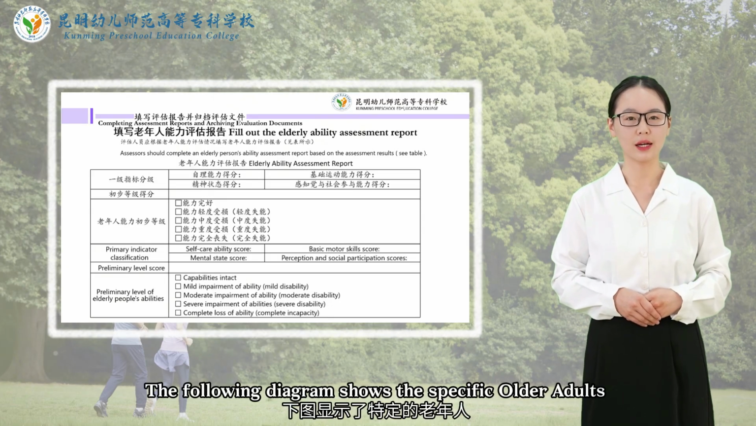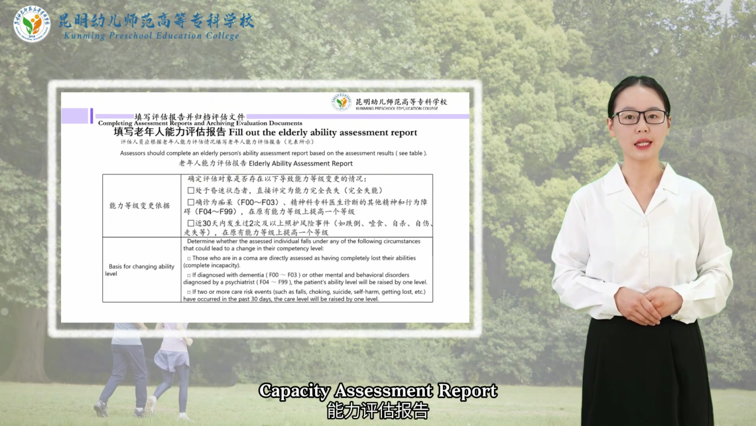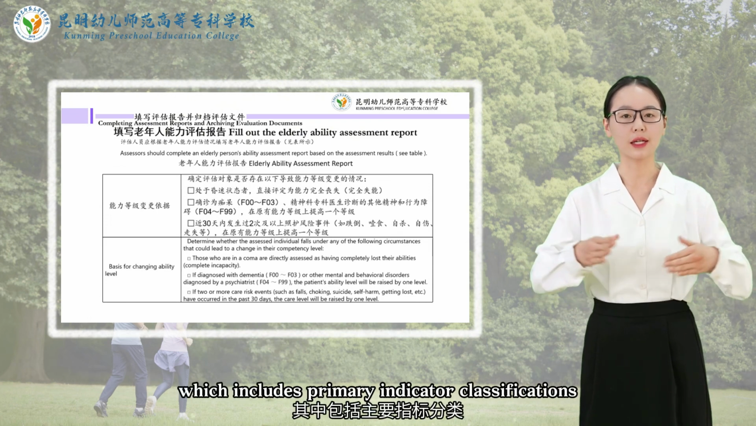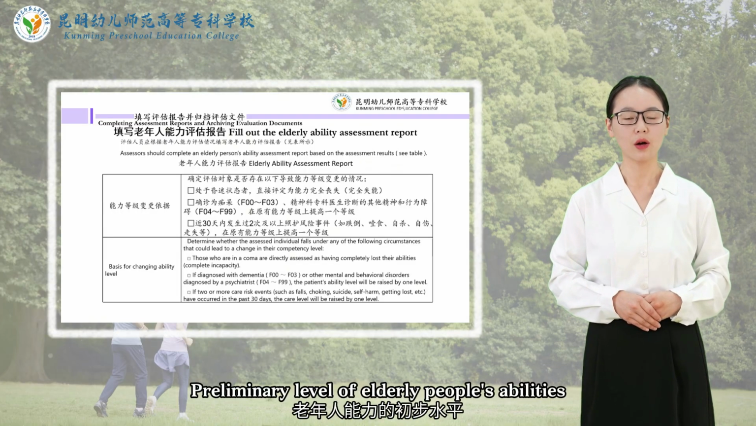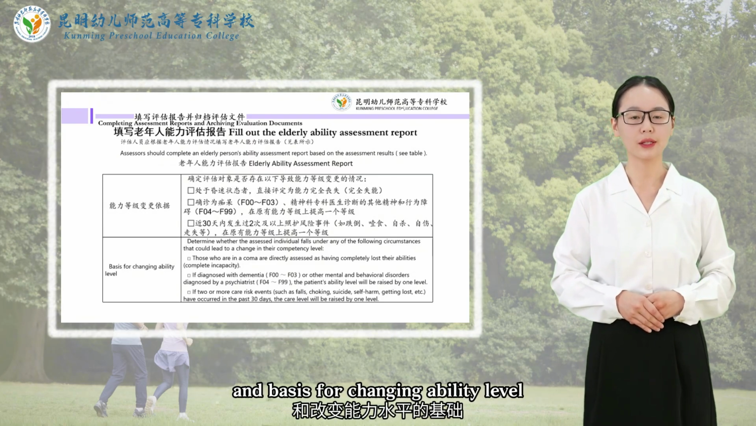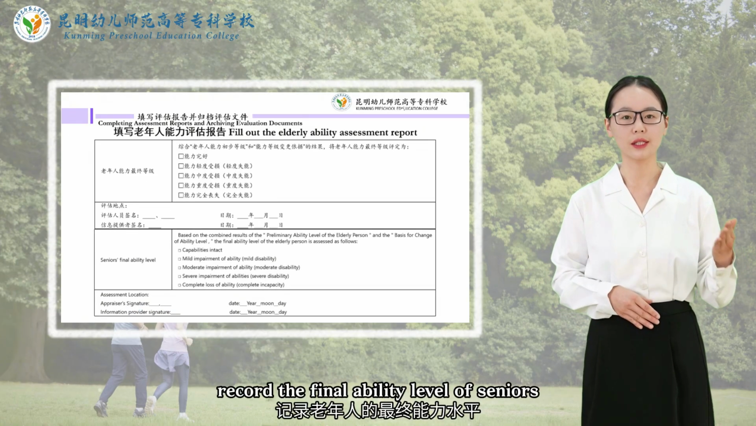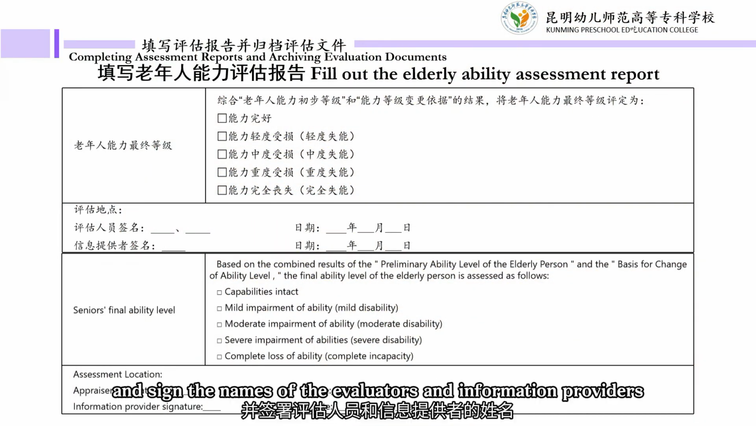The following diagram shows the specific older adult ability assessment report, which includes primary indicator classifications, preliminary level scores, preliminary level of elderly people's abilities, and basis for changing ability level. Then record the final ability level of seniors, finally indicate the assessment location and time, and sign the names of the evaluators and information providers.